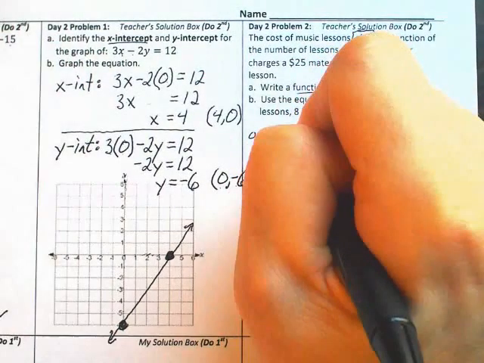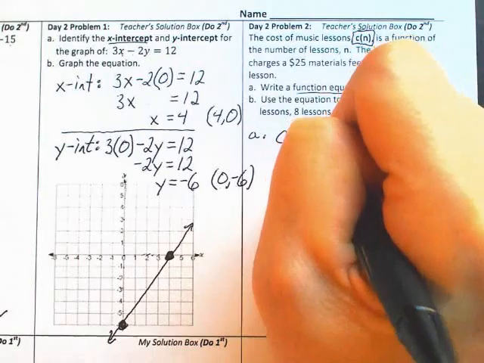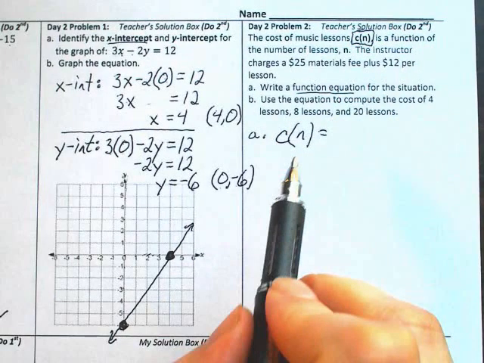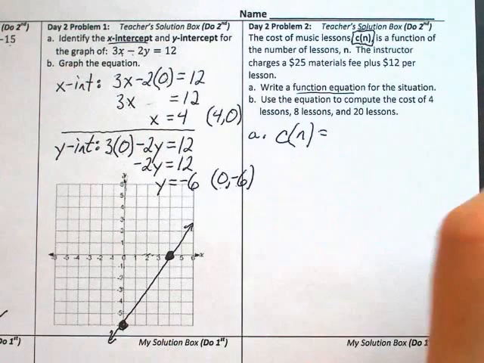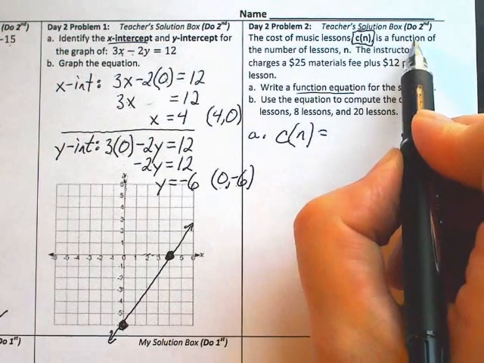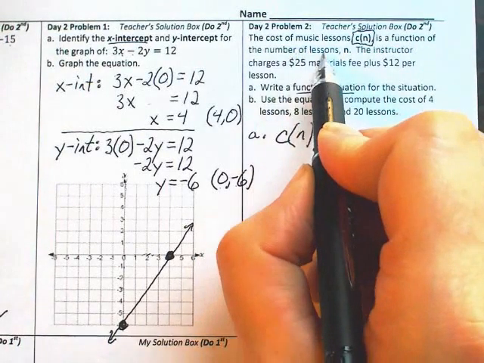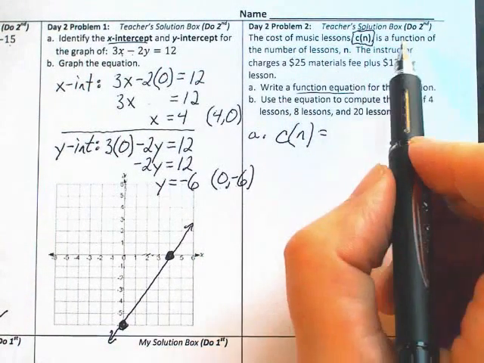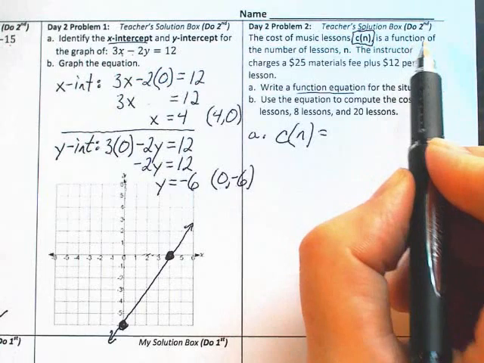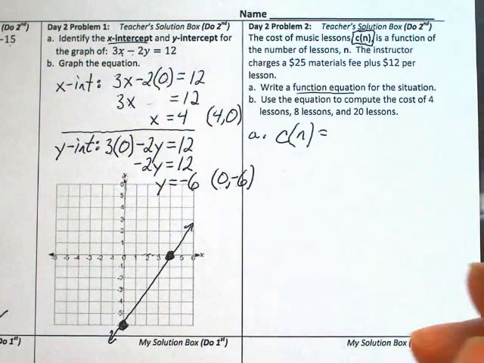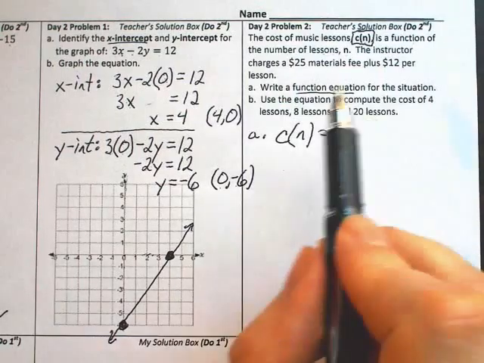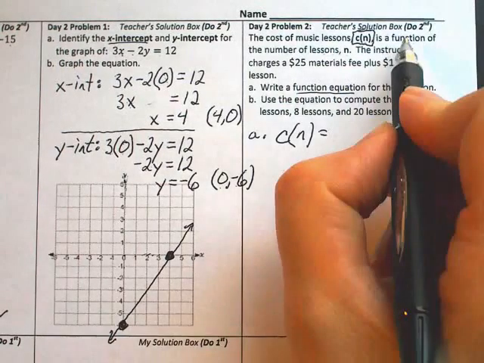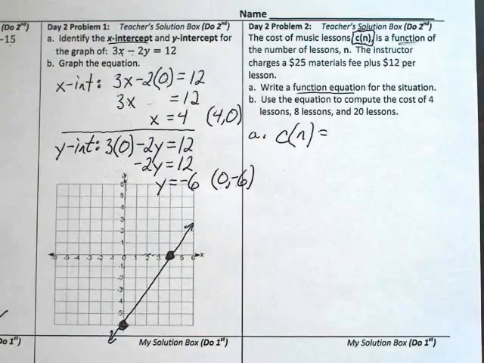And so C of n is equal to, in words, this means the cost of the music lessons is equal to. Okay? Let's see. It says that this is a function of the number of lessons, n. The word function in this problem means that the cost of the lessons depends on how many lessons you have. So this relationship of the cost being dependent on the number of lessons you pay for is what the word function is getting at here.